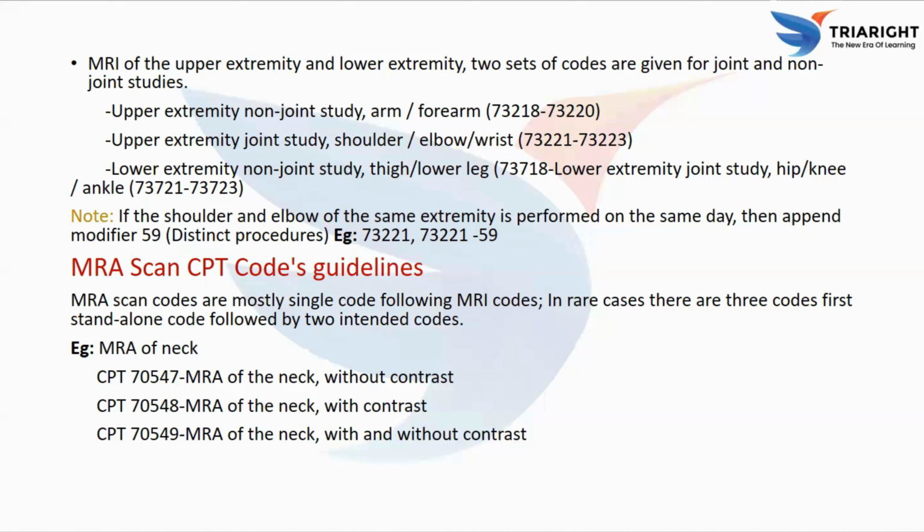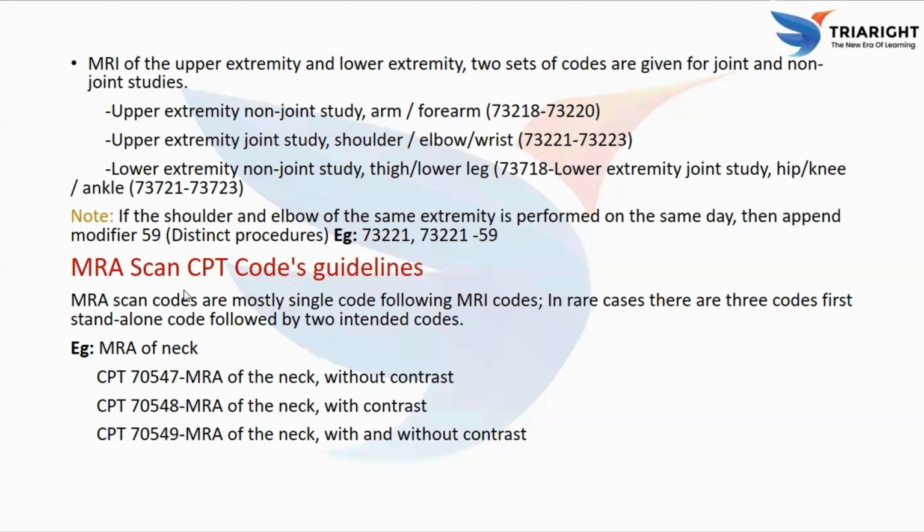So even though both are joint studies, they are distinct joints. So what is the correct coding? You have to assign 73221 and 73221 with modifier 59. Why modifier 59? Because it tells the payer these are separate, distinct procedures, not bundled. Without modifier 59, the second code may be denied.